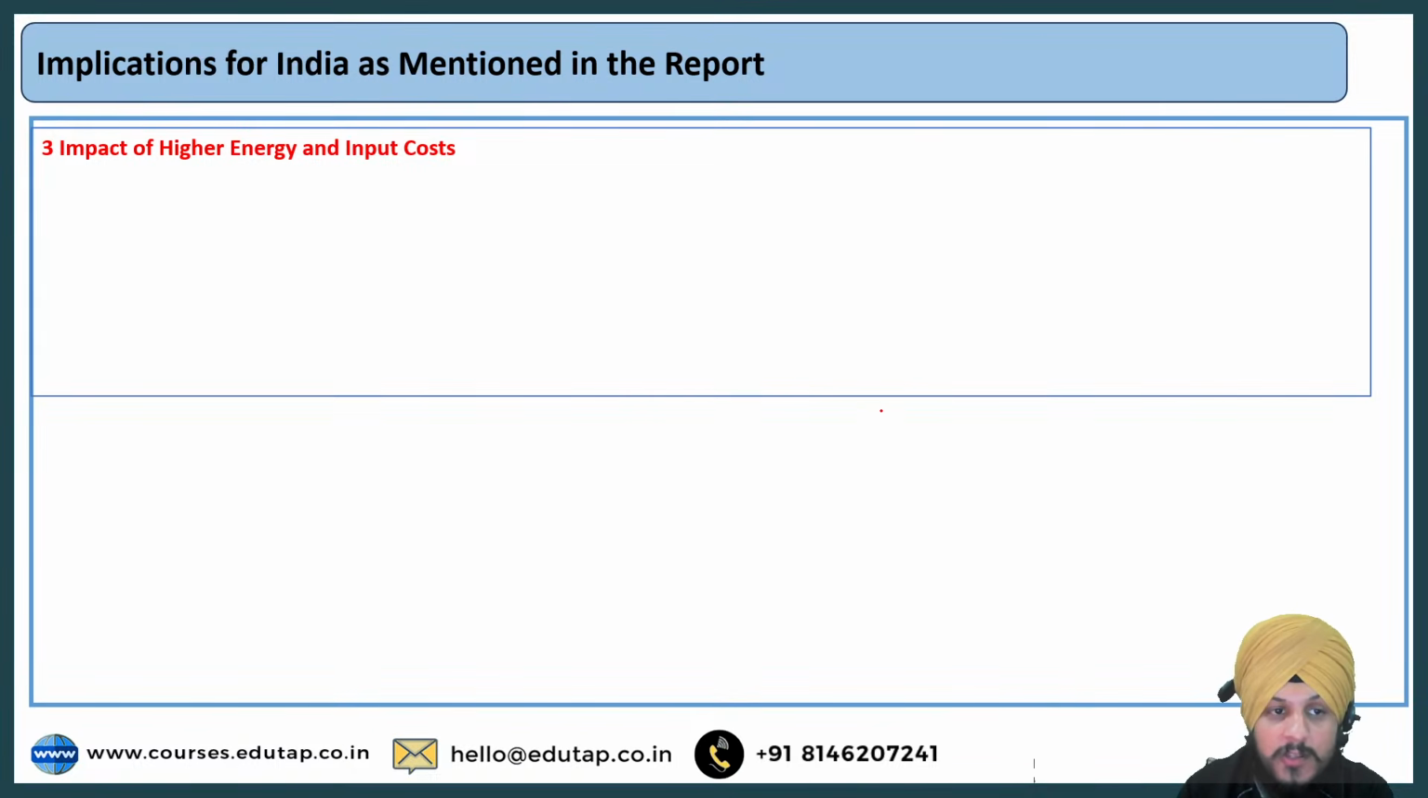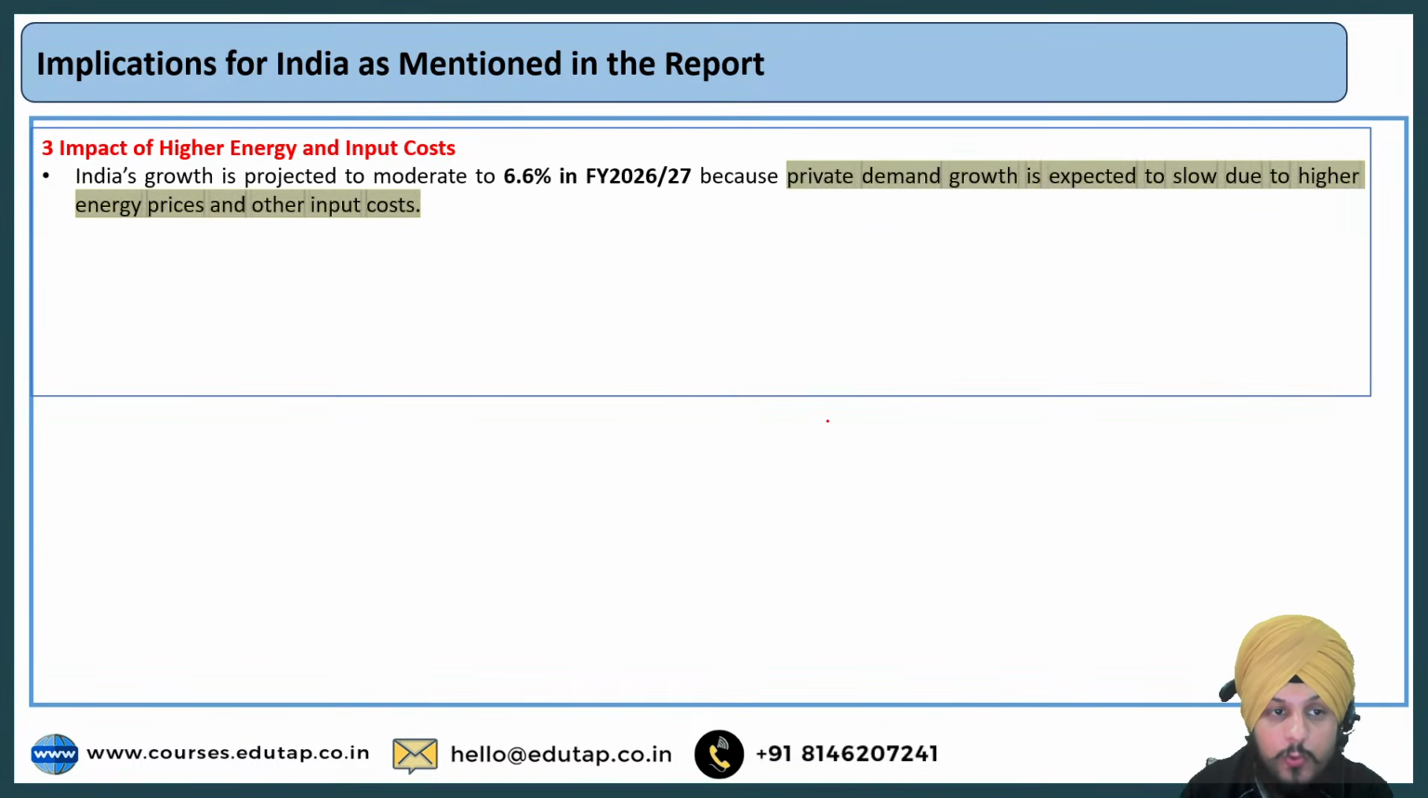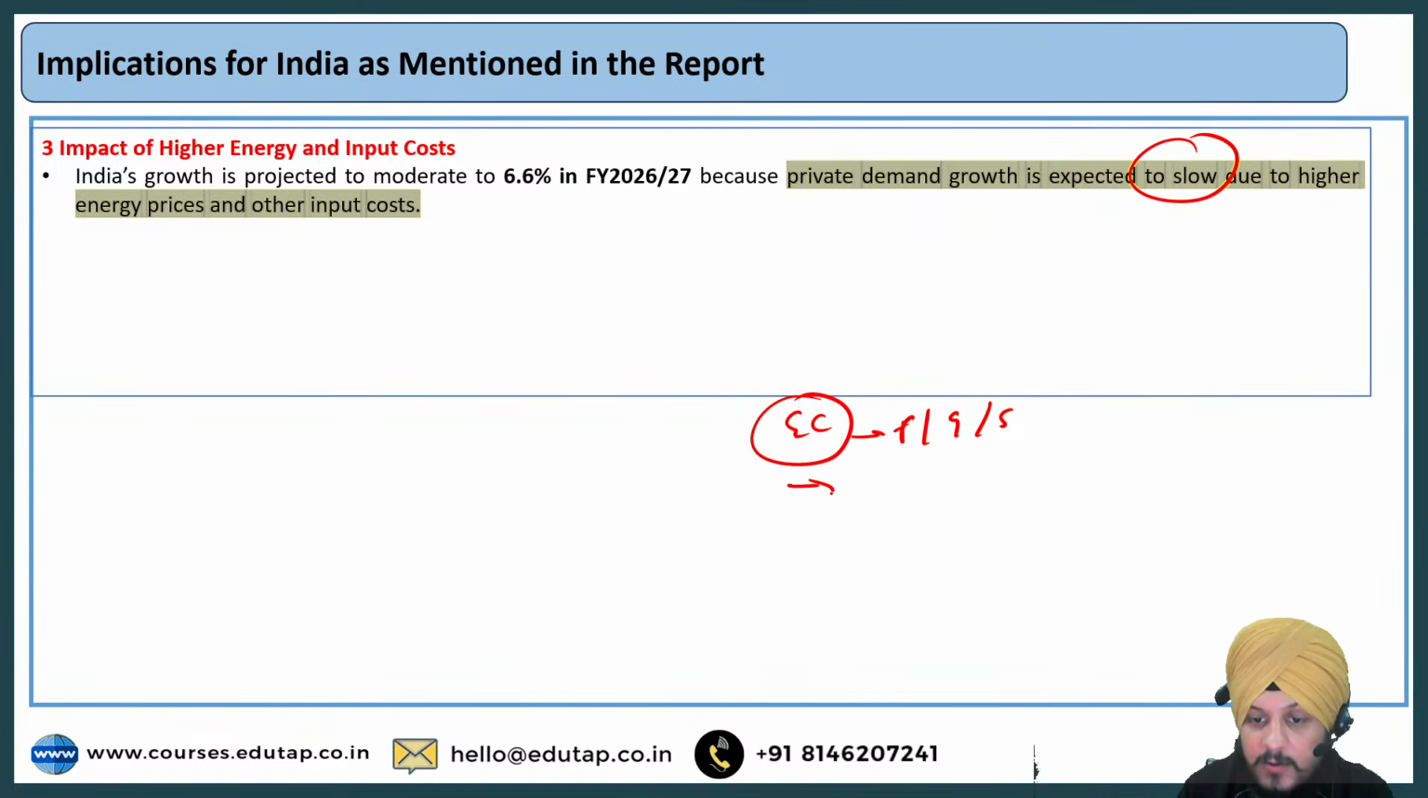Now the next point is regarding the impact of higher energy and input costs. So India's growth is projected to moderate to 6.6% in financial year 2026 to 27, and that is because of what? Again, the same reason: private demand growth is expected to slow due to higher energy prices and other input costs, right? When I say energy cost, I mean the fuel, the oil, the gas, the electricity. And if energy becomes expensive, what is going to happen? Transport is going to become expensive, factory production is going to become costly. Apart from that, business expenses are also going to rise, right? Household expenses are also going to increase. So it is going to have multiple impacts.